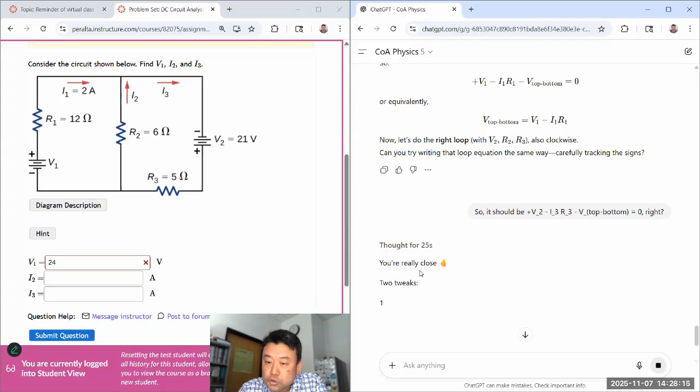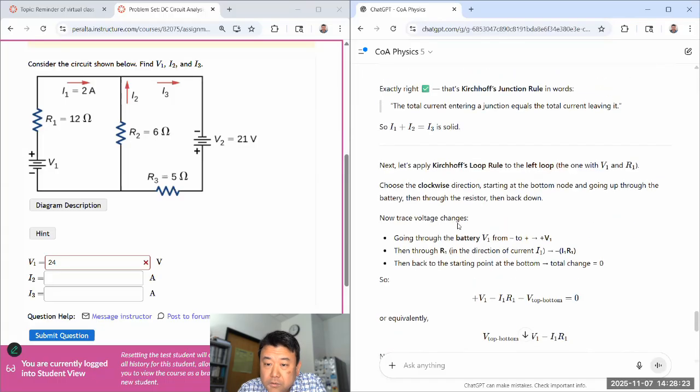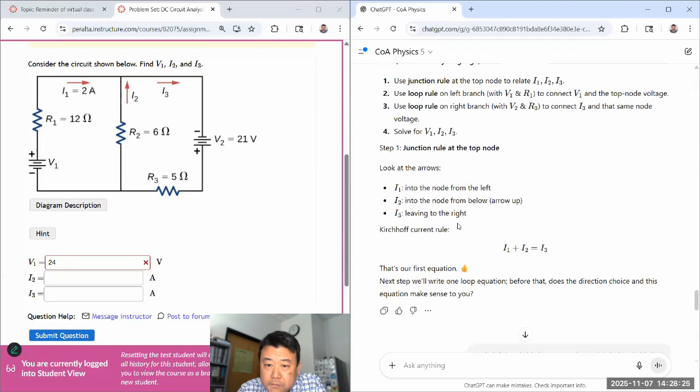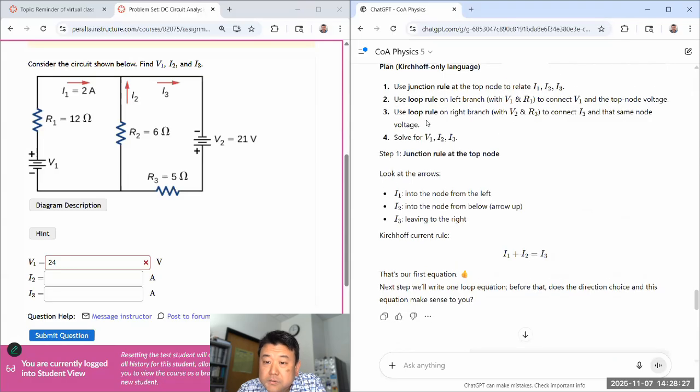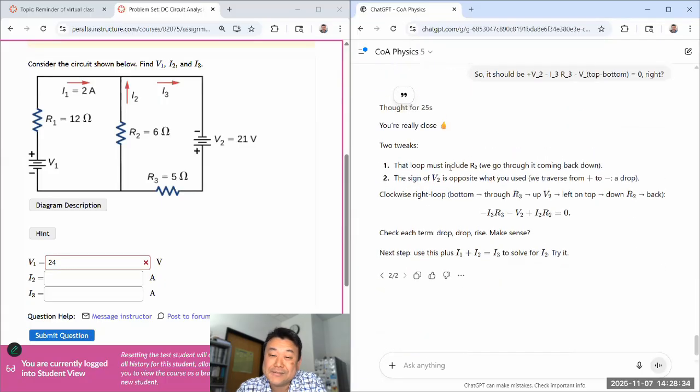Really close, yeah. Two tweaks. I thought I made only one mistake. Must include R. Okay, it's swapping back and forth. That is actually our approach. It's inconsistent with what it told me way up there, but yeah, this is actually correct. But this will result in a problem.